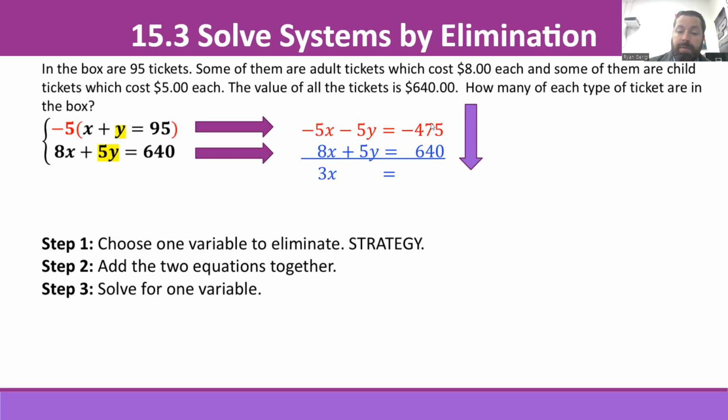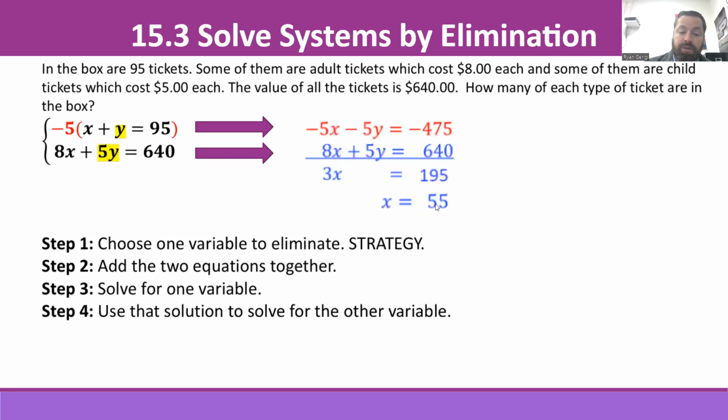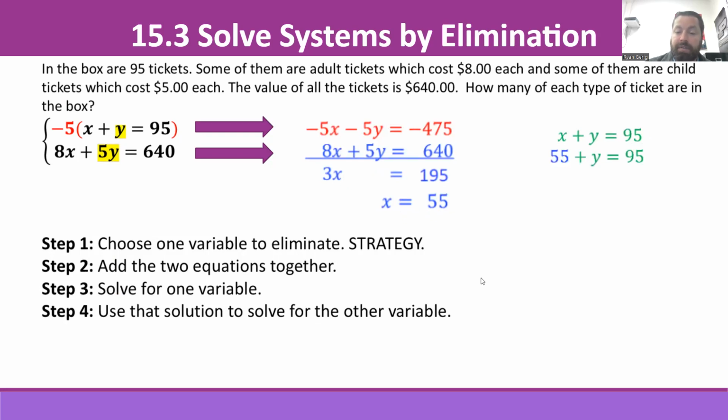To finish the problem up, I'm going to do -475 plus 640. That gives me 195. 195, it's a very simple equation now. Divide by 3, you get x equals 55. So we're almost done with the problem, but we have to, of course, use that solution that we just found to find the other variable. So plug it in. Okay, so I'll go with the easier equation, x plus y equals 95. I know that x is 55, so y is 40.